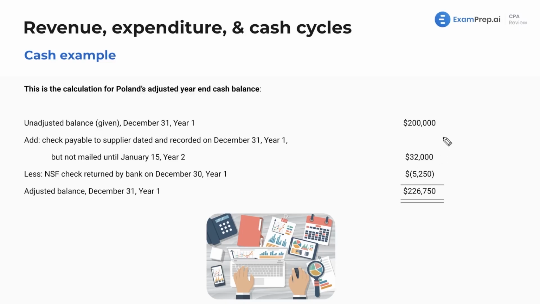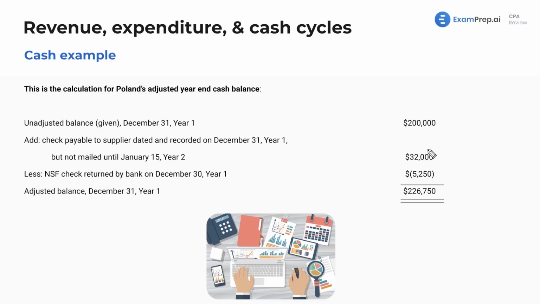So let's just recap again. We start off with 200. We did not include that first amount because it didn't happen until year two. This $5,250 amount, this really didn't affect us. We didn't get this money until year two, so that would be included in the year two balance. And then this we originally deducted because we assumed we were going to pay it out, but we didn't actually send this check until year two.